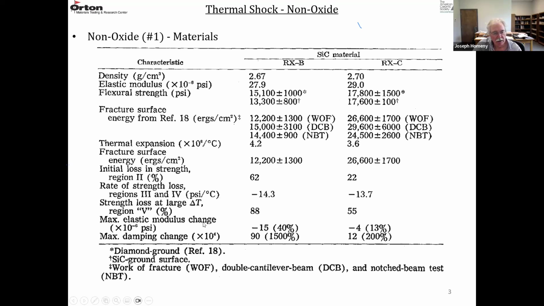And the modulus change, and this is times 10 to the 6, was minus 15 and minus 4, which was minus 40% or minus 13%. And then the damping change is times 10 to the 4. This was 90, this was 12, this was a 1,500% increase, and this was a 200% increase. So the higher the damping capacity, the more damage. So looking at these numbers, RXC is much better in thermal shock than RXB.